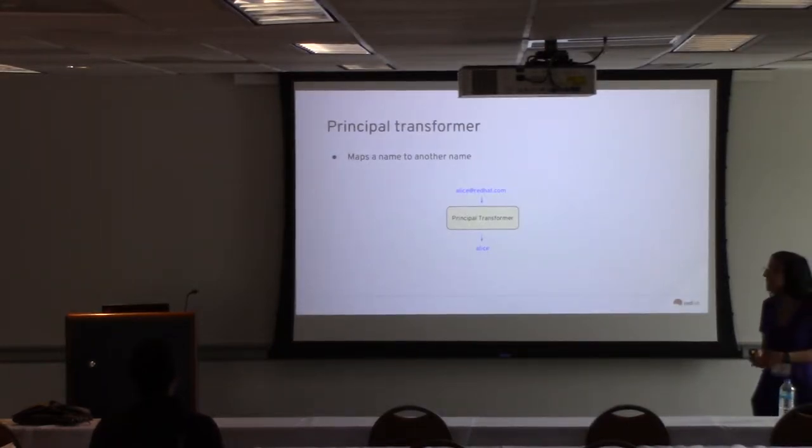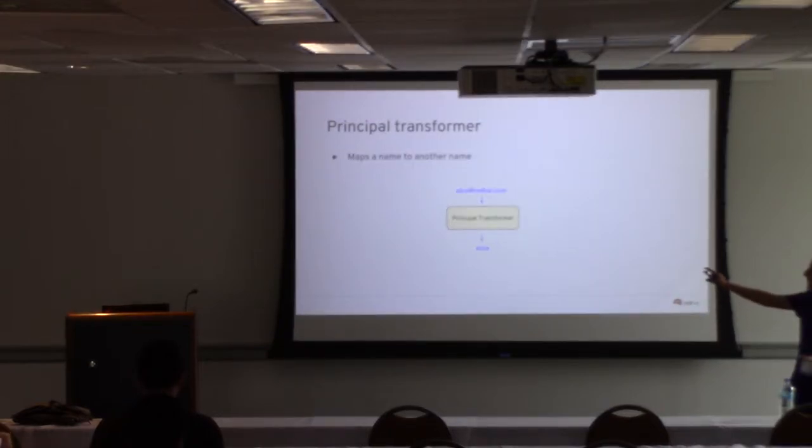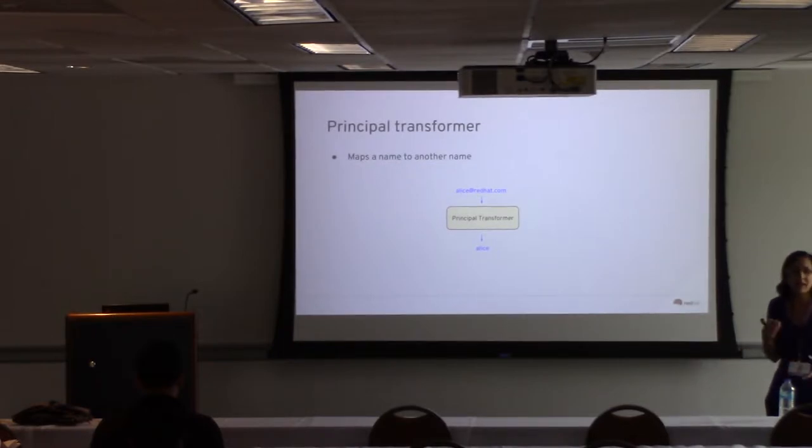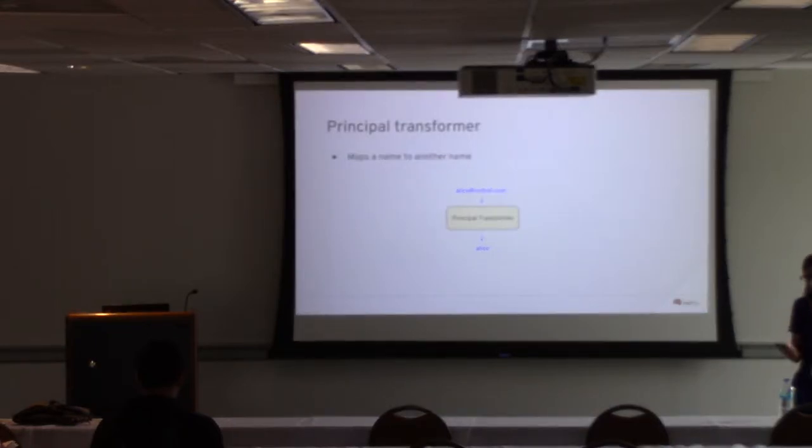Next, we have a principal transformer. It can be used to map a name to another name. In this example, it maps alice@redhat.com to just Alice. This can be useful if the identity store has usernames in a different format than what's being provided during authentication.